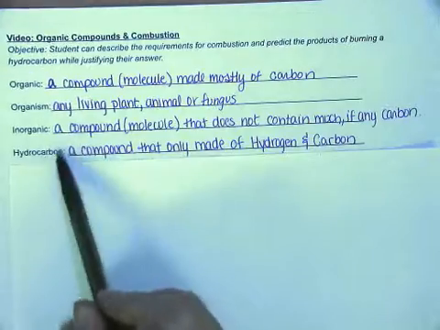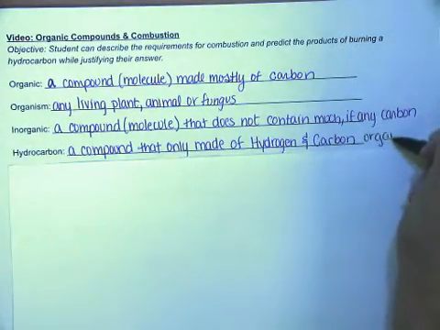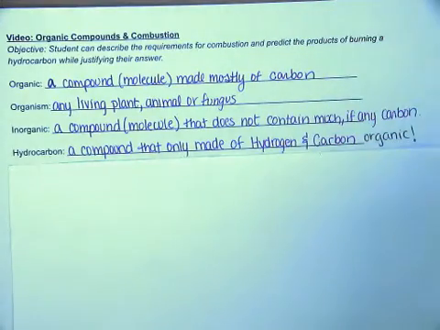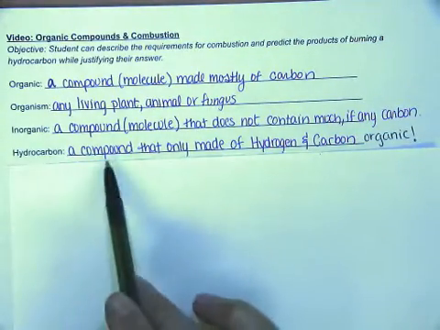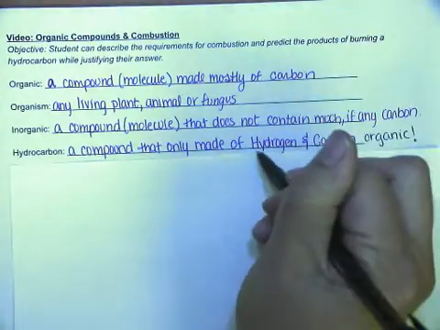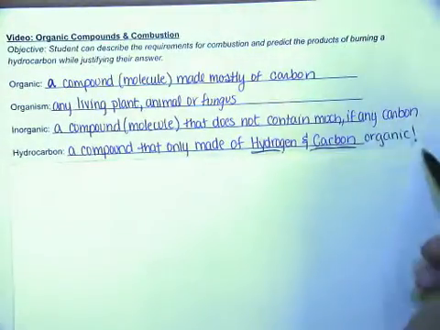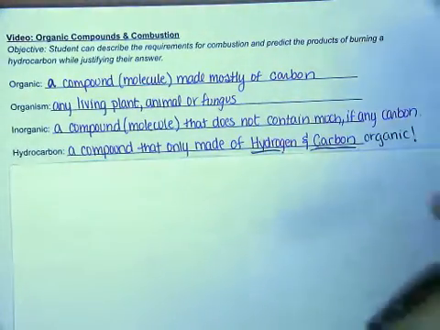A hydrocarbon is an organic molecule. A hydrocarbon is a compound that is only made of hydrogen and carbon, hence we get hydrocarbon. These are all organic.